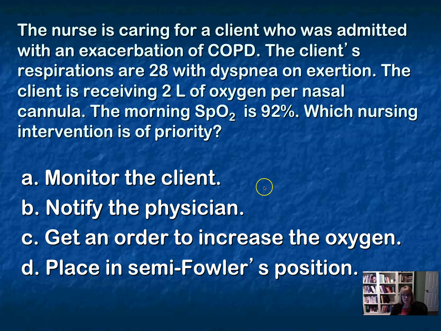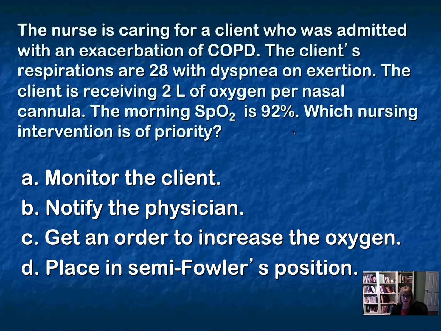The nurse is caring for a client who is admitted with an exacerbation of COPD. The client's respirations are 28 with dyspnea on exertion. The client is receiving 2 liters of oxygen per nasal cannula. What's the FiO2? 28. Okay. The morning SpO2 is 92%. Well, I know normal is 95 to 100, so they're low.